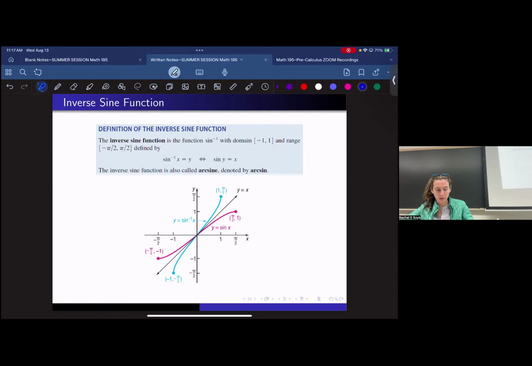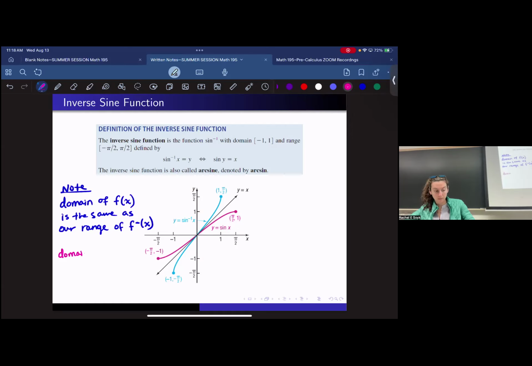So now let's maybe just write that down really quickly. So note, our domain of f of x is the same as our range of f inverse x. And then we can also write, okay, well then the domain of f inverse x equals our range of f of x.